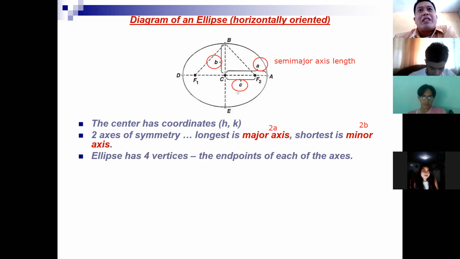But here, we'll use the variable C so that we can get the relationship between the variables A and B to C, or A, B, and C. Okay?